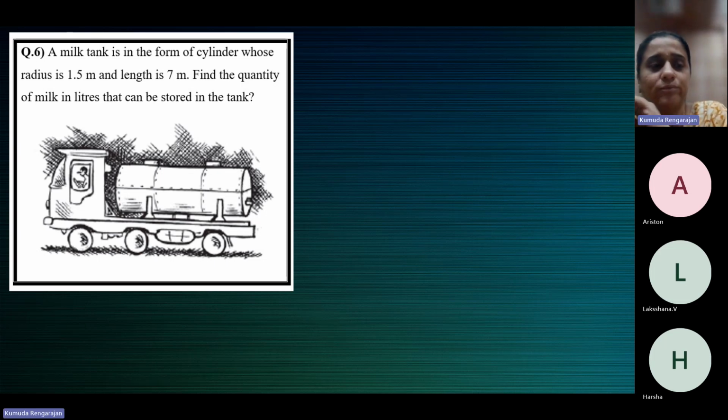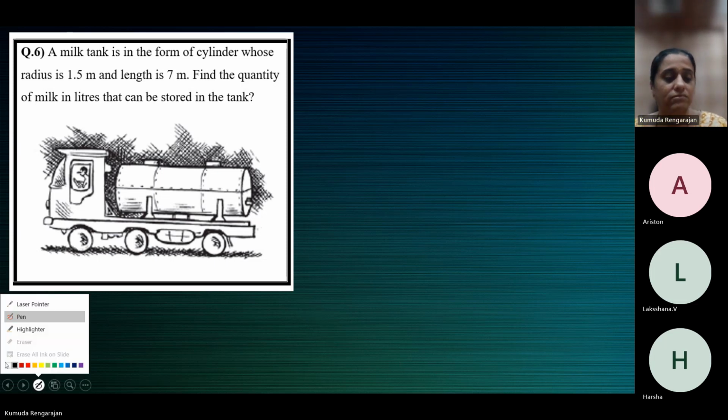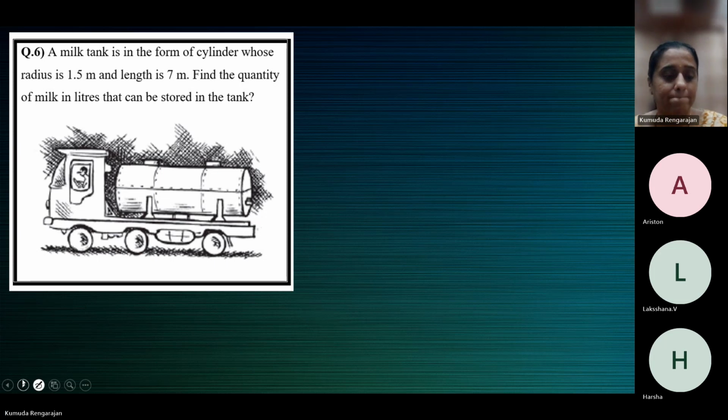So when you find the volume, it will be in meter cube because the radius is in meter, the height or the length is in meter. So meter cube. You need to convert that to liters. I'm going to write two formulae. Memorize this one.